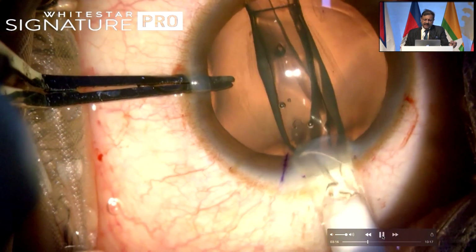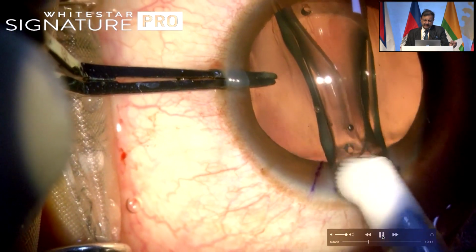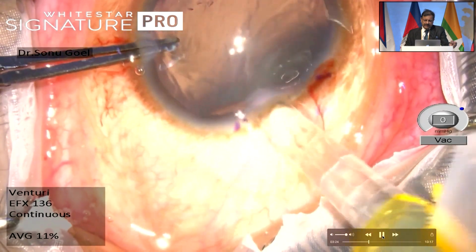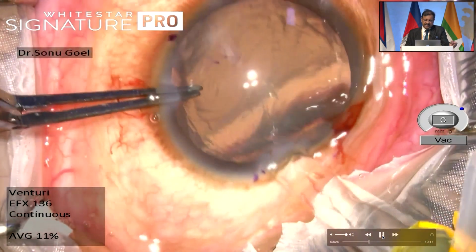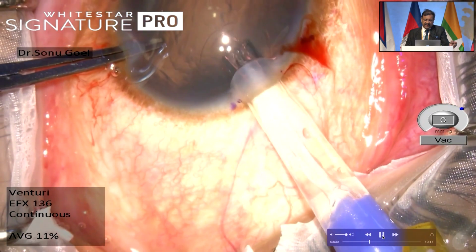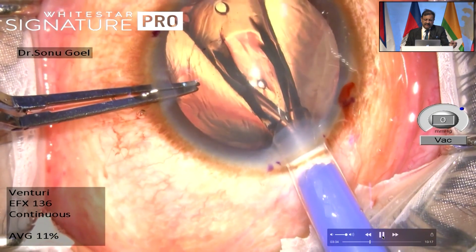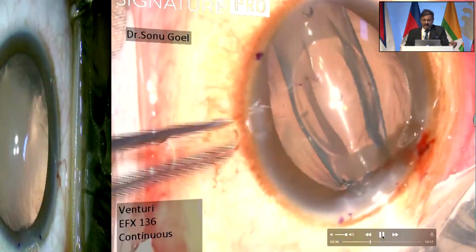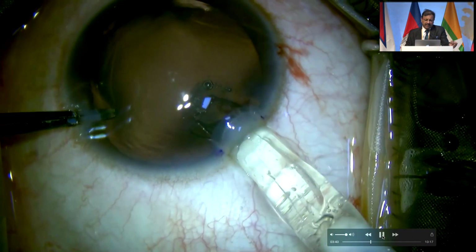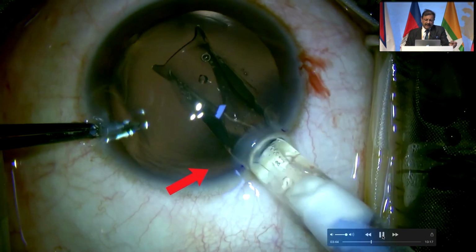Sometimes if the lens, just watch. This is not the Collamer, but this is a hydrophilic lens. Some amount of extra effort has to be applied. I am usually not in favor of hydroimplantation of these lenses, and I would always push in.